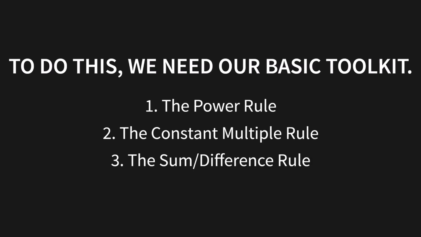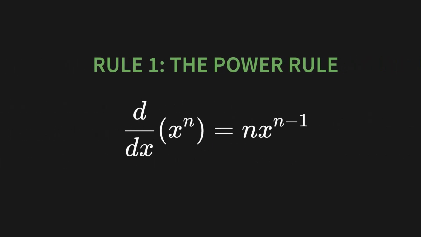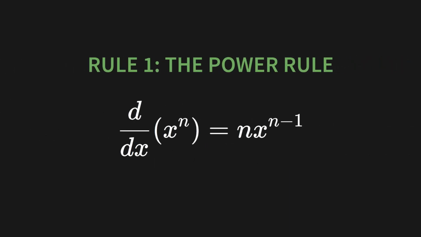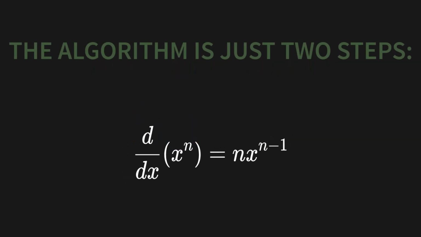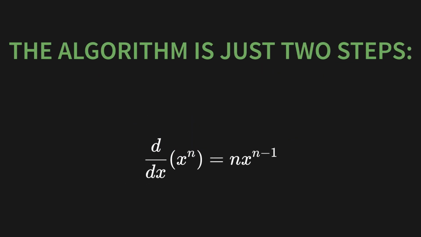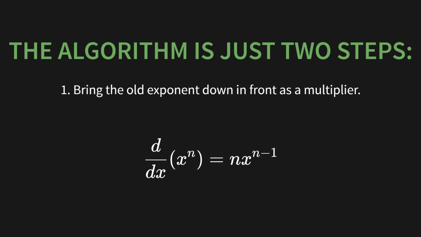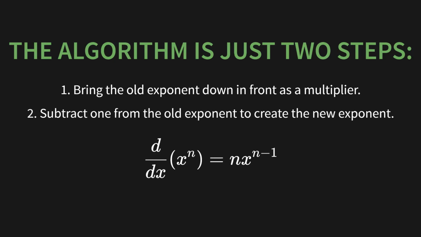Let's start with rule 1, the power rule. This is the workhorse of differentiation. The formula looks like this. d over dx of x to the n equals n times x to the n minus 1. The algorithm is just 2 simple steps. First, bring the old exponent down in front as a multiplier. Second, subtract 1 from the old exponent to create the new exponent. That's it.